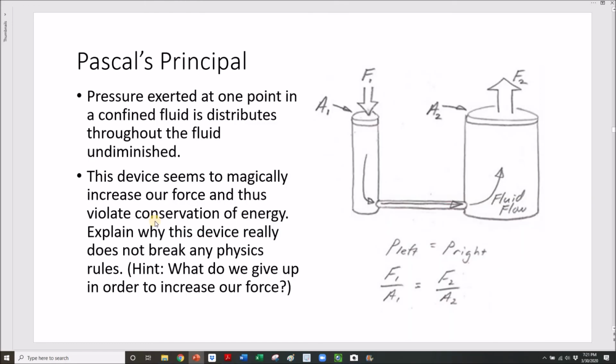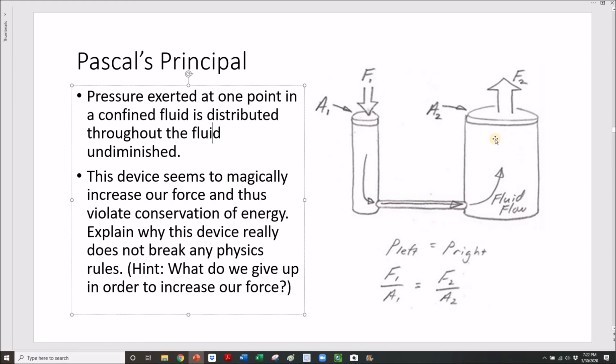Pretty cool. All right, I think this is our last thing, Pascal's principle. The pressure exerted at one point in a confined fluid is distributed throughout the fluid undiminished. So you know this from a toothpaste tube. When you squeeze it, it comes out no matter where you squeeze it. The pressure is sent everywhere through the fluid, undiminished.